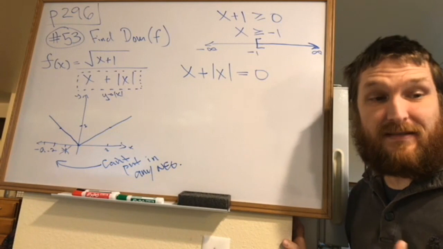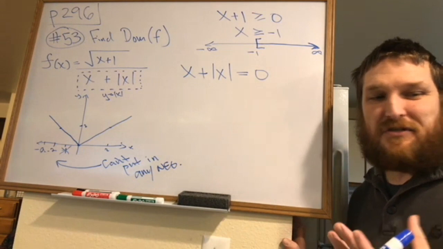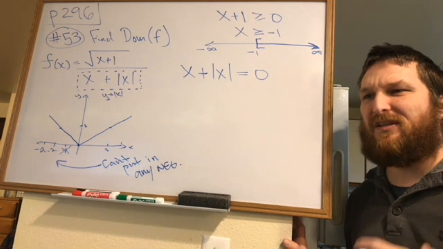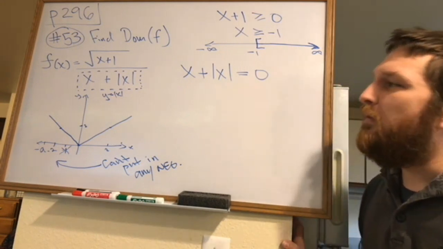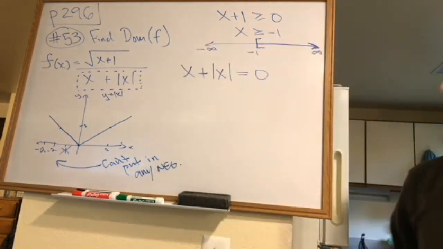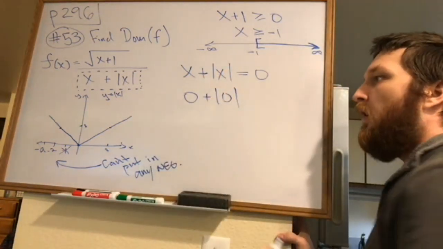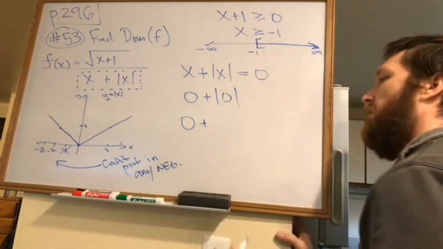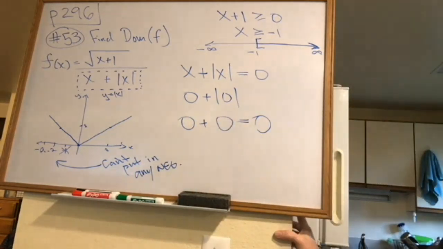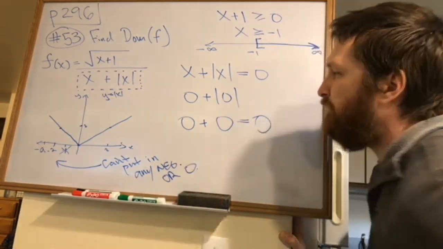Honestly, if I'm doing this on my own, it would be the first thing I check. 0 is an easy one to check. It usually makes the expression you're plugging it into a lot easier. But I saved it here in this case. Let's just see what happens. If I plug in a 0, I get a 0 plus the absolute value of 0. What's the absolute value of 0? 0. What's 0 plus 0? 0. Can't have it. So we can't put in any negatives or 0.